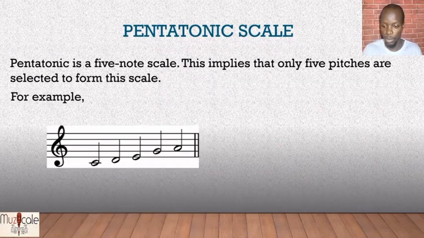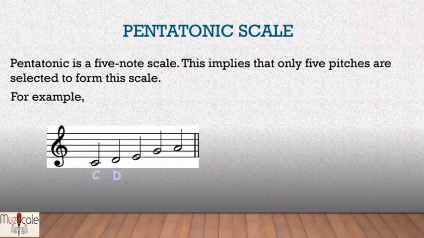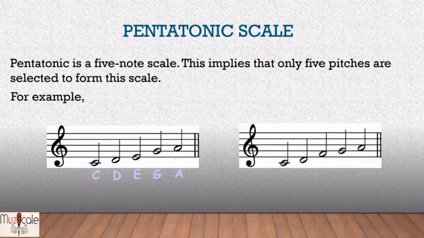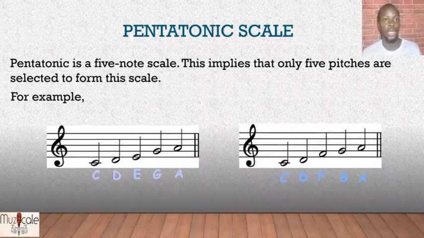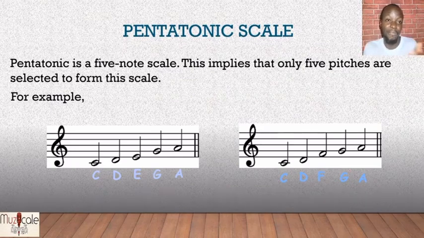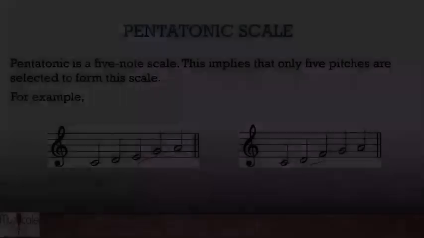For example, in the first one, you say C, D, E, G, and A. And we have C, D, F, G, A. One thing that you can pick out from these two is the fact that they don't have a semitone. So you don't have the ti, do feel, right? Just like you have in the diatonic scale. You don't have it here.